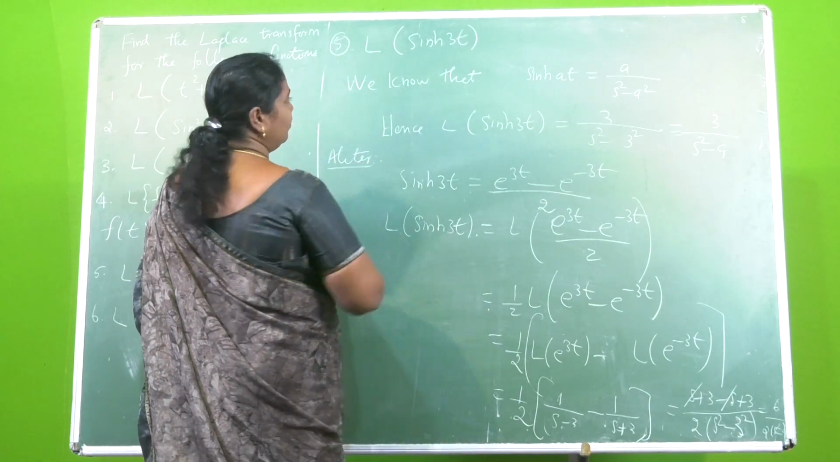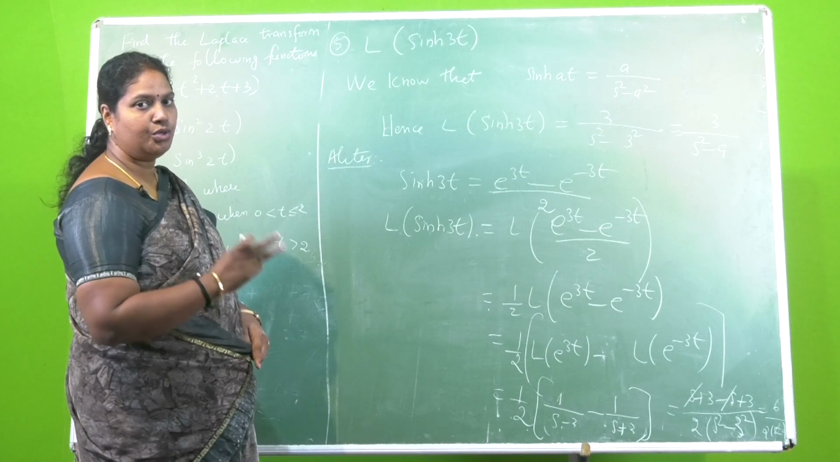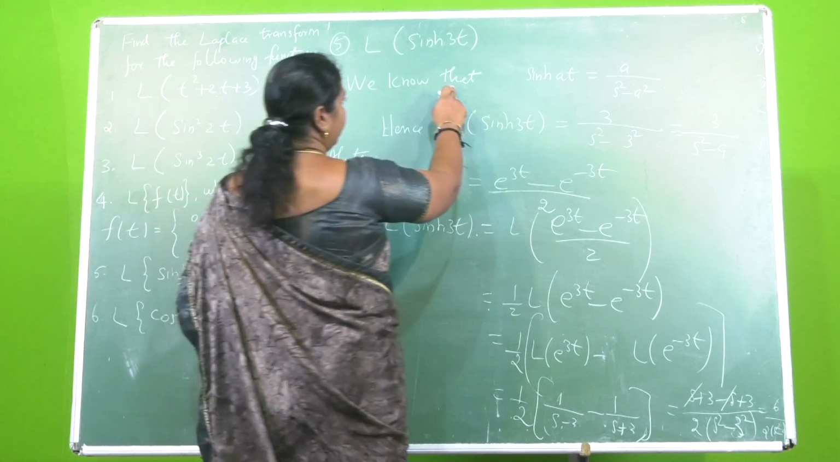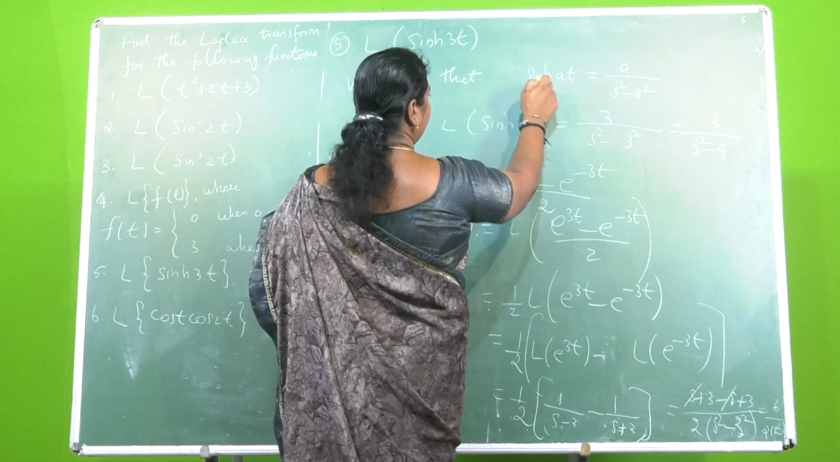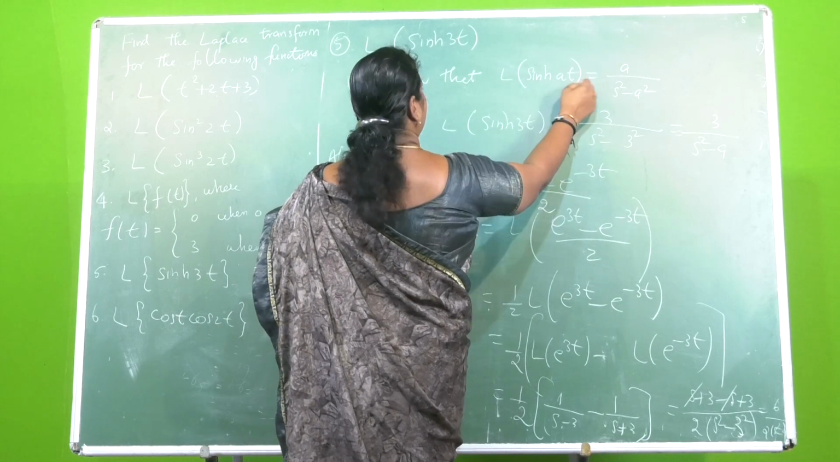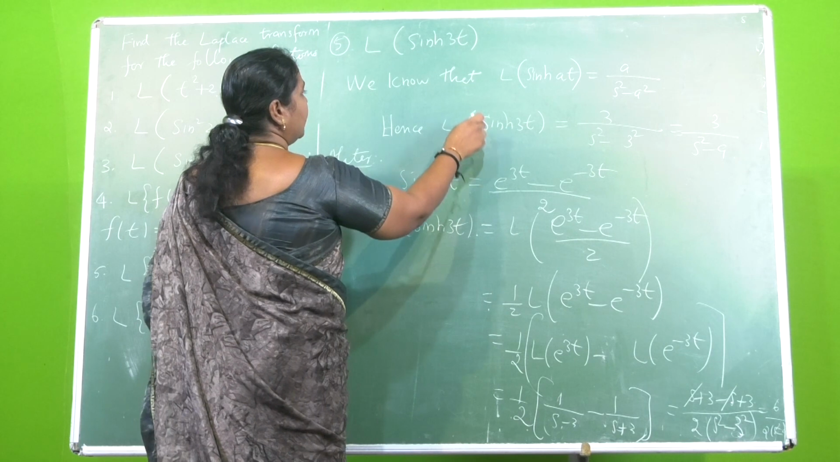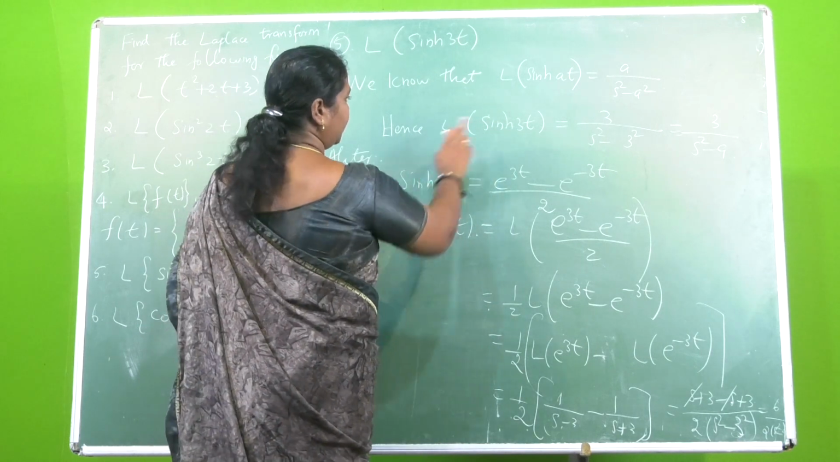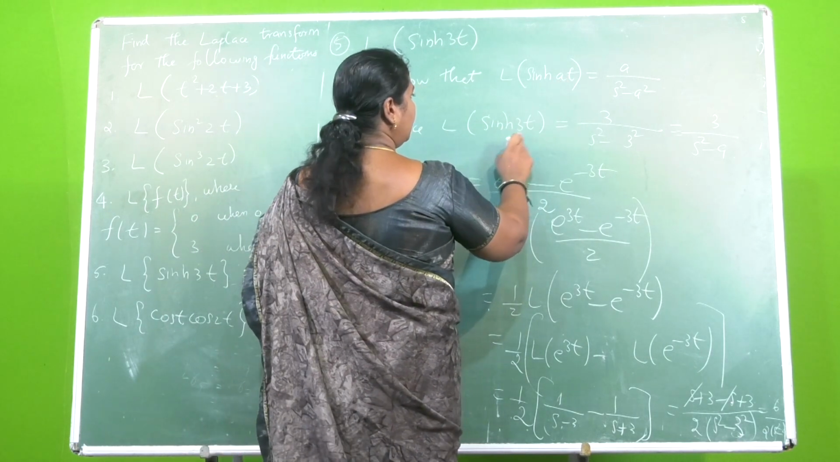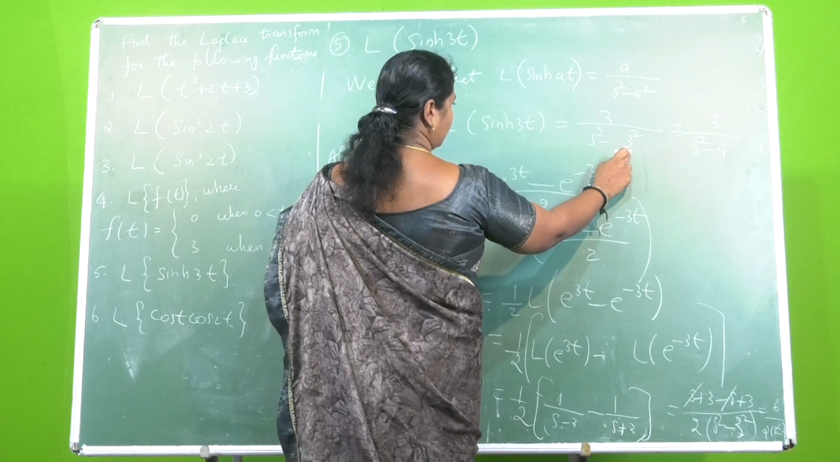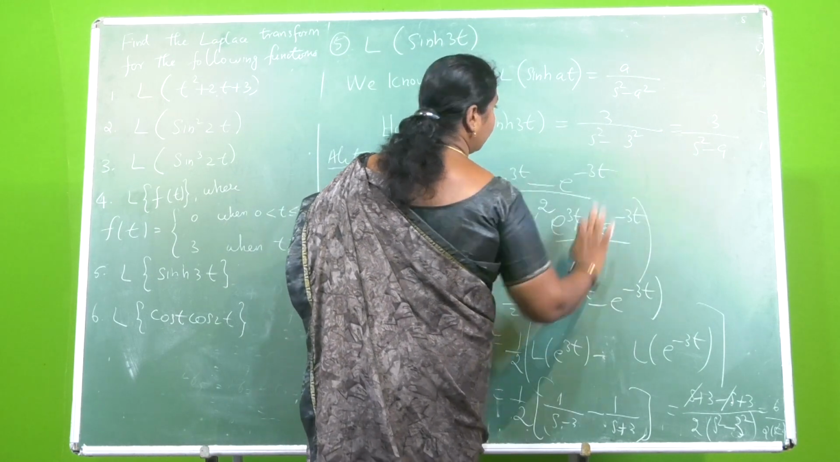Now we are going to solve L of sinh 3t in two ways. One, we know that L of sinh at is a divided by s square minus a square. If we directly apply this, we get L of sinh 3t, where a is 3, so 3 divided by s square minus 3 square, that is 3 divided by s square minus 9.